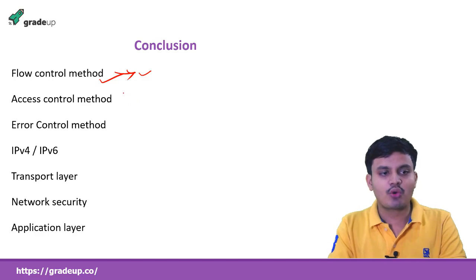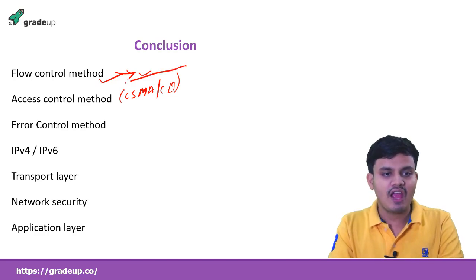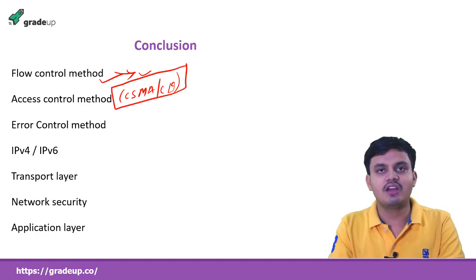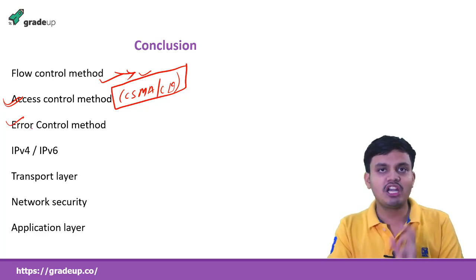And in access control methods, CSMA/CD is really important because Ethernet uses it, and almost every year they ask one question from this topic. Okay, so this CSMA/CD is really important. And among error control methods, CRC is very easy, so don't leave it; do it and understand it properly.